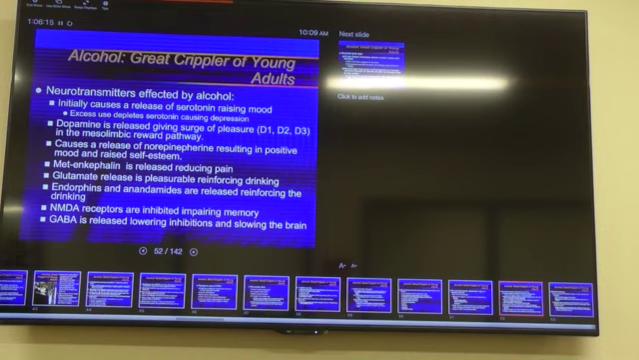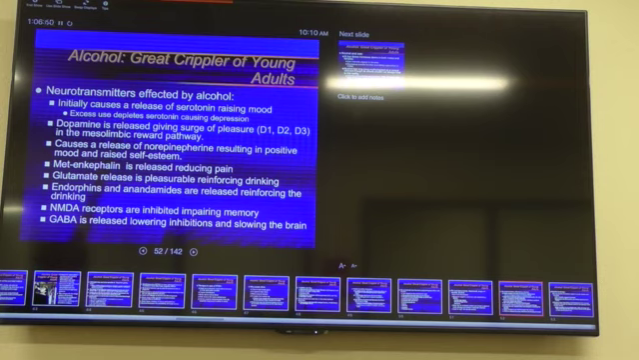Yeah, exactly. Dopamine is released, giving surges of pleasure at the D1, D2, D3 sites in the mesolimbic reward pathway. It causes a release of norepinephrine, resulting in positive mood and raised self-esteem. Met-enkephalin is released, reducing pain, and that's one of the reasons why alcoholics feel no pain. Glutamate release is pleasurable, reinforcing drinking. Endorphins and anandamides are released, reinforcing the drinking.